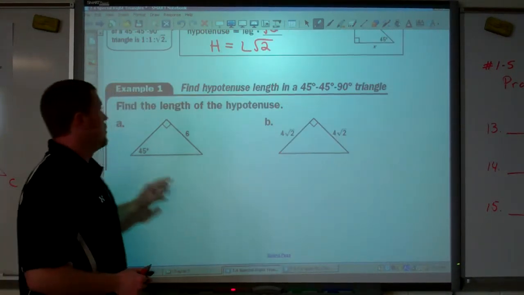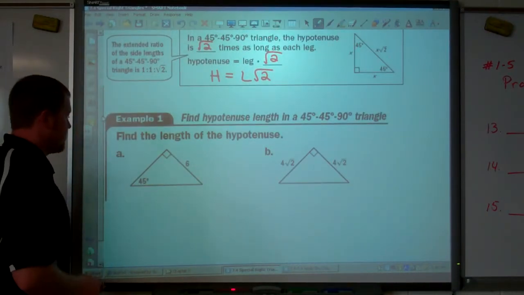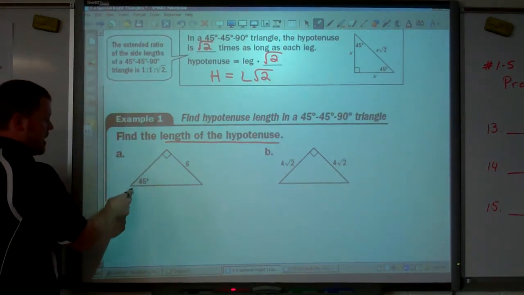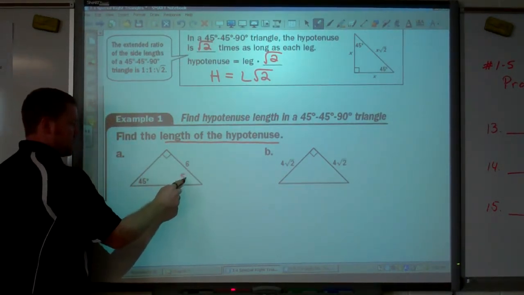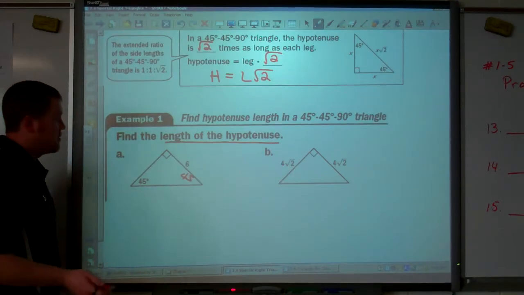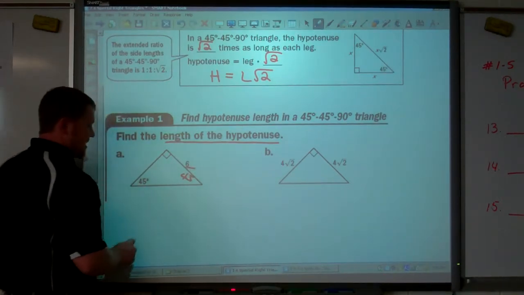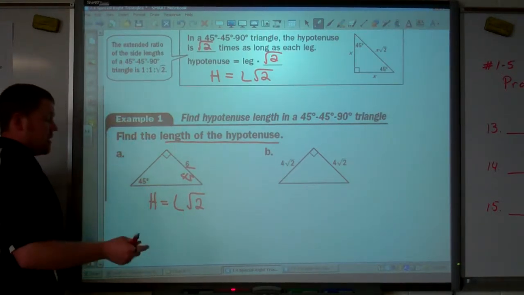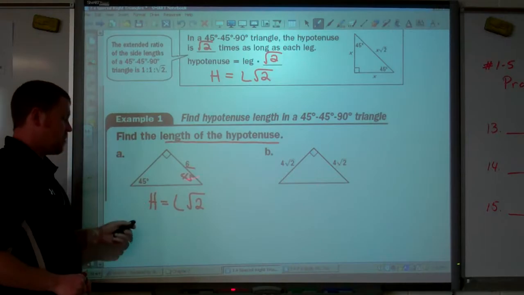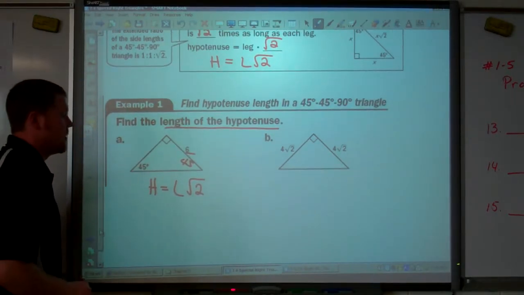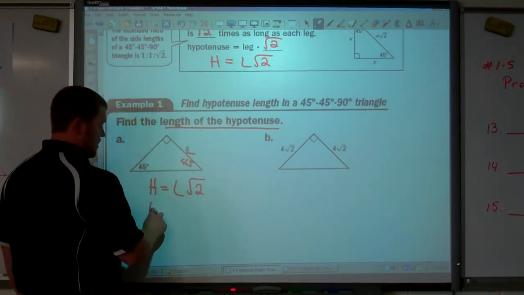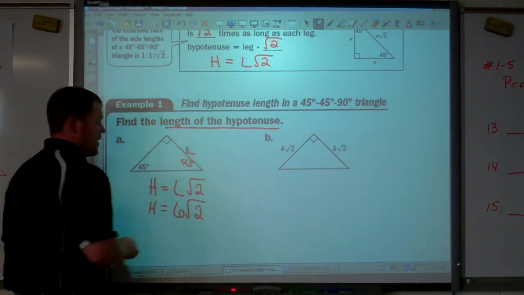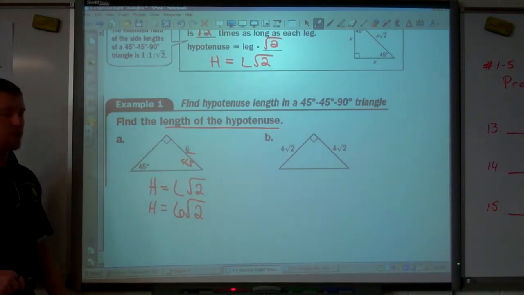Alright, for these first two examples, find the length of the hypotenuse. We have 45, we have 90, so this angle obviously has to be 45. So we have a 45, 45, 90 triangle. 6 represents the leg. We have the equation hypotenuse equals the leg times the square root of 2. When you're doing your work, I expect to see this general equation for your special right triangle. Now I'll substitute the values in. The hypotenuse equals 6, that's the leg, times the square root of 2. There you're done. Hypotenuse equals 6 square root of 2.